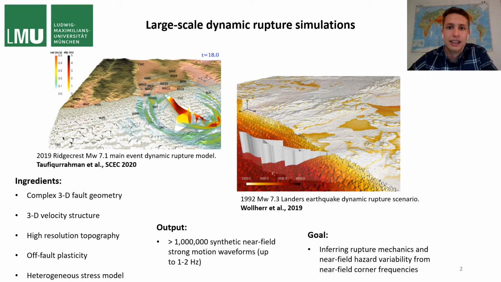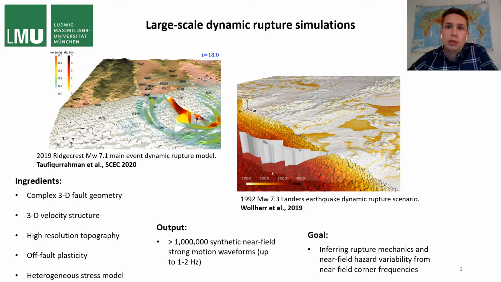The analyzed data is generated in the two dynamic rupture simulations of the Ridgecrest sequence and the magnitude 7.3 Landers earthquake. The Ridgecrest sequence consists of the magnitude 6.4 Searles Valley foreshock and the magnitude 7.1 main event. The static stress change from the foreshock was used as an input for the main event. All events are dominantly strike-slip events.